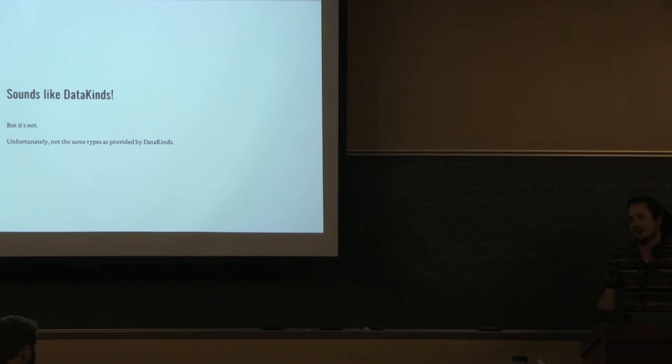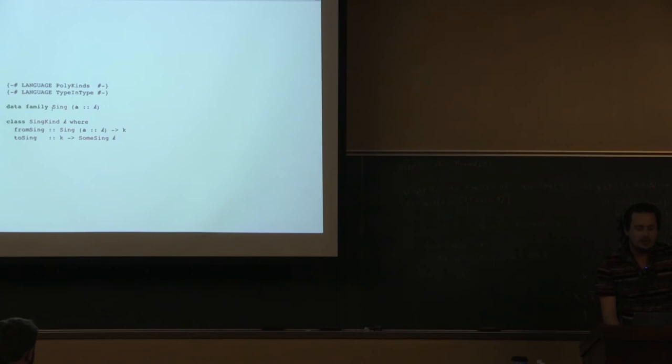The way this works is we make a type family. We say this thing is called Sing, and it takes some a of kind k, and k here is polymorphic. For any kind you care about, you can provide instances of this type family. That means we can have lifted strings living together with lifted ints, living together with lifted whatever you want in this type family.